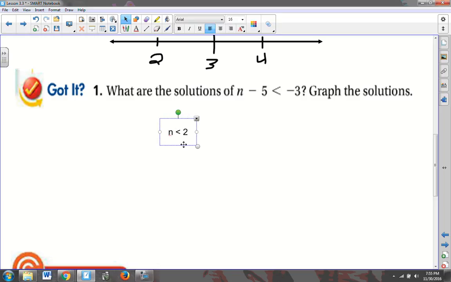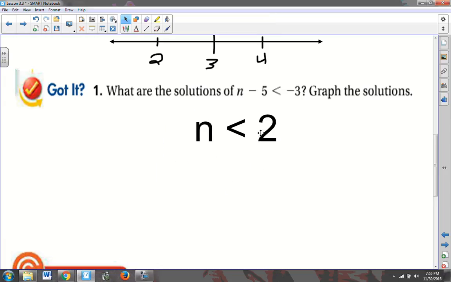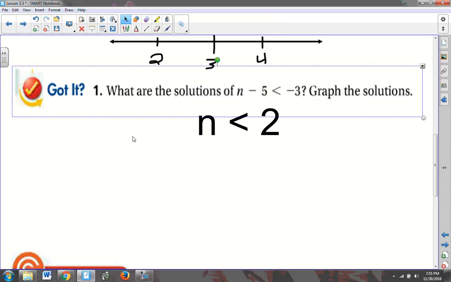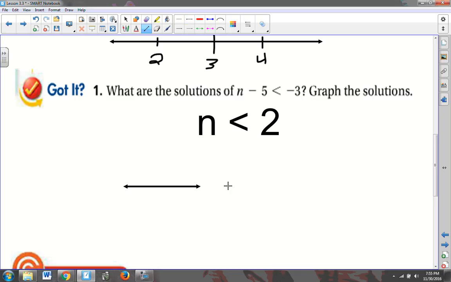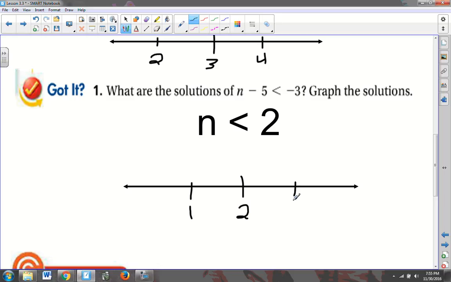You should end up with n is less than 2 when we add 5 on both sides. Then we can take a number line again, mark off a 2 in the middle, this will be a 1, that's a 2, this will be a 3, and then again I want an open circle because there is no equal to sign here. I want my n's to be less than, so I will go left, left for less than. So that's how we can solve an inequality by adding the same number on both sides. Again, we're just trying to undo the minus 5 or the minus whatever number it is.